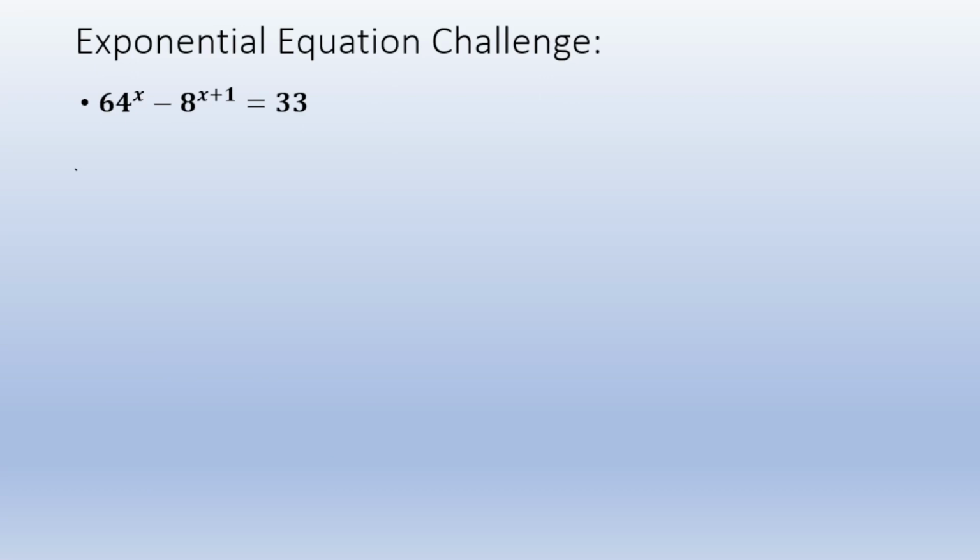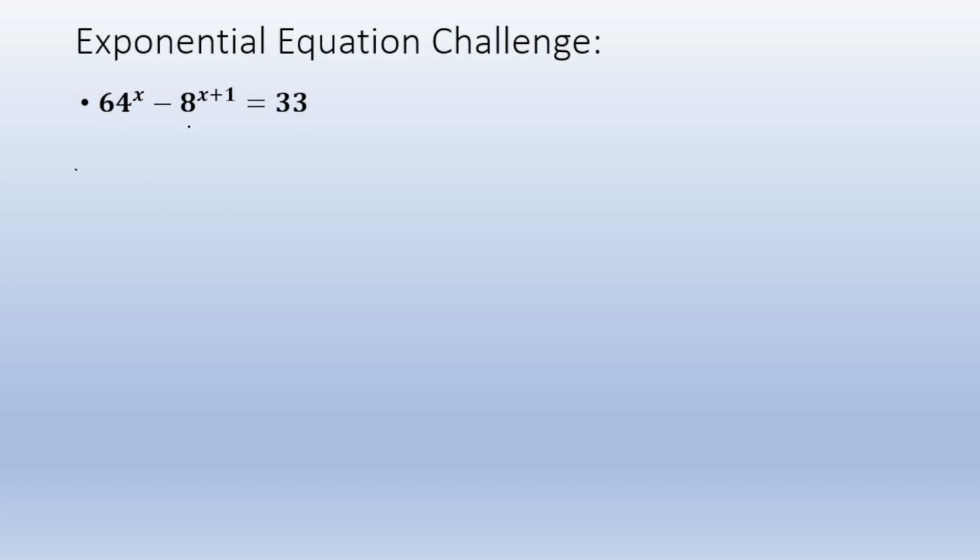All right, so now let's look at a challenging problem with exponential equations. Here we have 64 to the x power minus 8 to the x plus 1 power equals 33. Now what's challenging about this one is that we have not only different bases, but also this additional term 33 that's not an exponential expression. So this one has a little bit of a trick to it. So let's break this down.